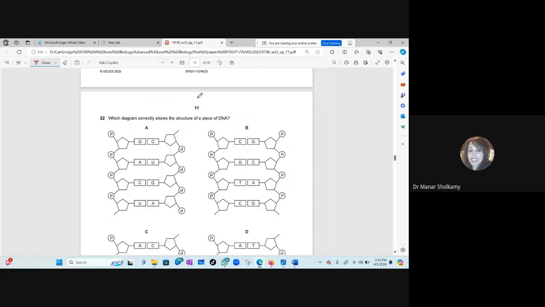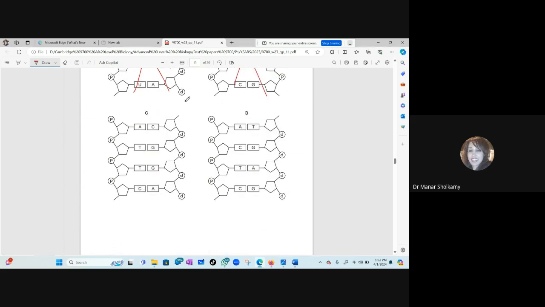Again, this is easy. Let me narrow this down. Is A correct? Look at the bases. No. A has uracil, and we don't have uracil in DNA anyway. B, is B correct? Look at the DNA strands. Are they antiparallel? No. So B is wrong.